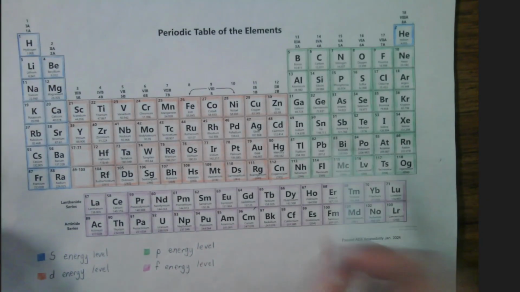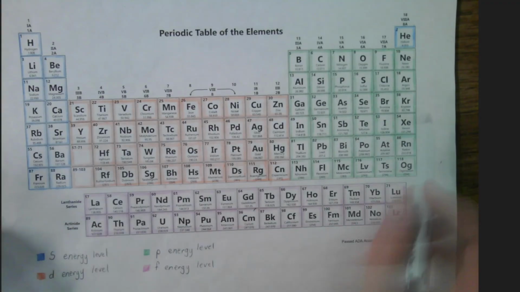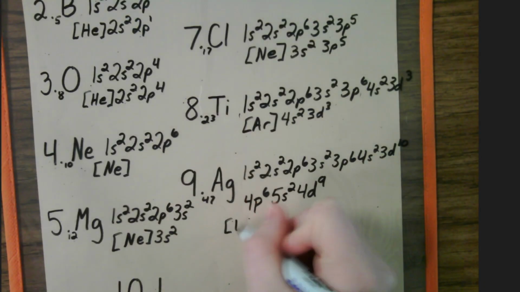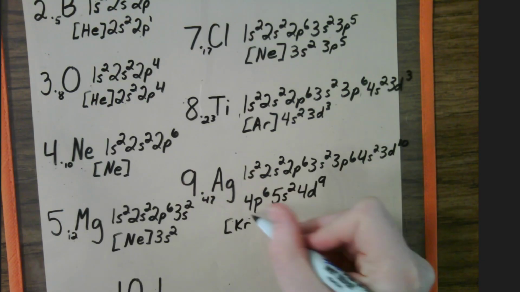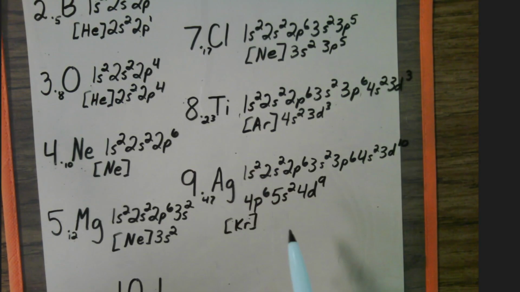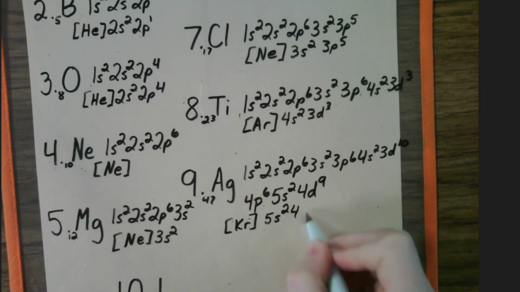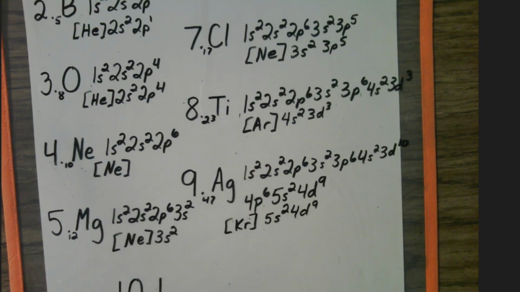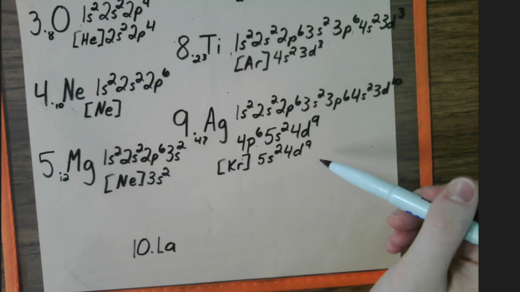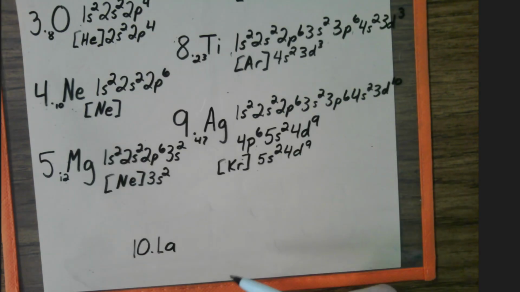Now for a noble gas notation. Silver has 47 electrons. Here is silver. We're going to go backwards to krypton. Krypton's notation ends here at 4p. So all we're going to do is 5s2, 4d9. You can probably see why it's also called a shorthand notation, because this is a lot shorter than this. All right, let's do one more.